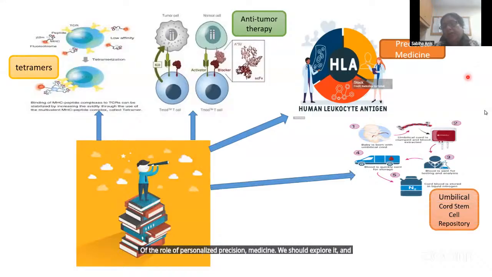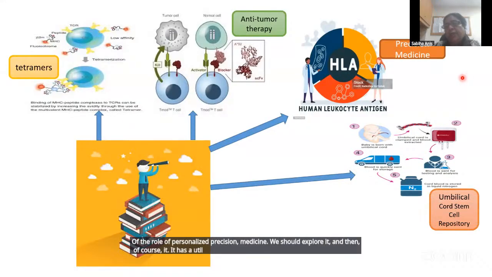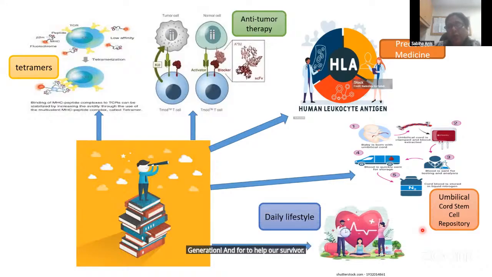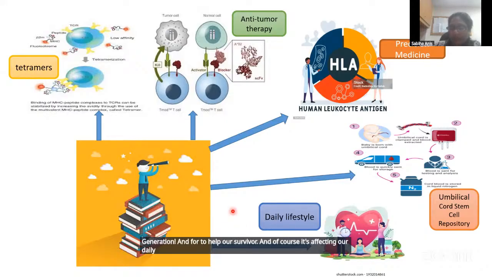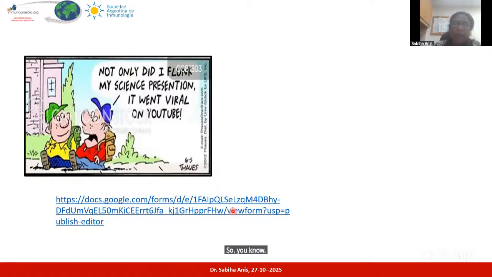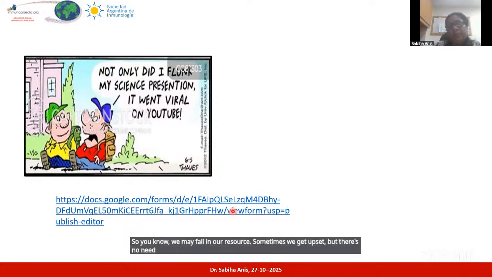And then, of course, it has a utility in developing a biorepository for umbilical cord stem cells. It should be global, with global cooperation, to help our generation and our survival. And of course, it's affecting our daily lifestyle, as we have seen. We may fail in our research sometimes and get upset, but there is no need, because this is actually the first step towards our success, I believe.